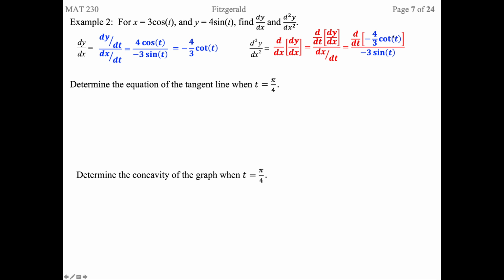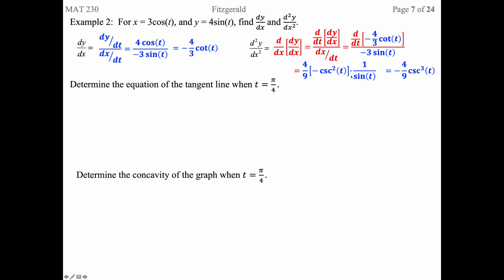All right, let's take the derivative here. So we're going to have to take the derivative of cotangent. That's going to be negative cosecant squared t. The negative 4/3 over the negative 3 simplified to a positive 4/9. That sine of t on the bottom, we can think of that as 1 over sine t, but again, that's also cosecant, so multiplying that to cosecant squared, we're going to get a cosecant cubed, and the negative times the 4/9 is negative 4/9. So there's our second derivative, negative 4/9 cosecant cubed t.